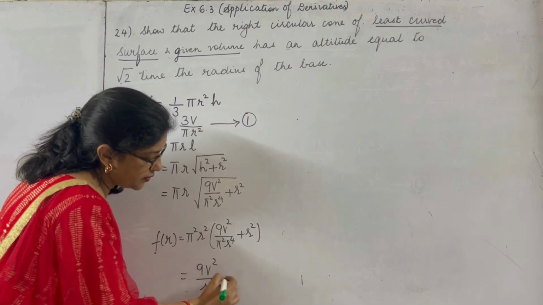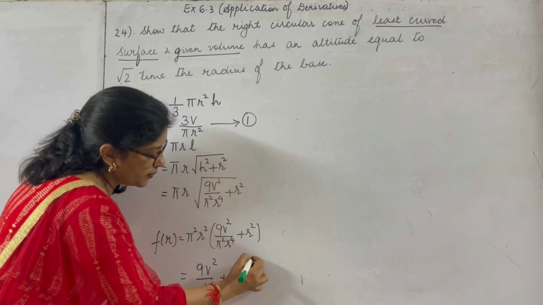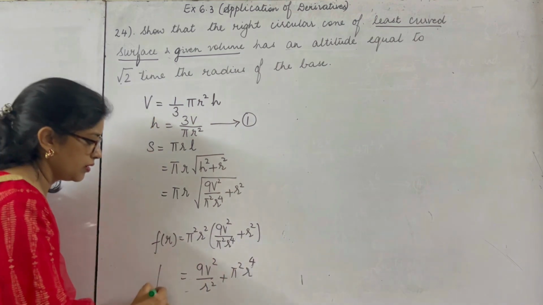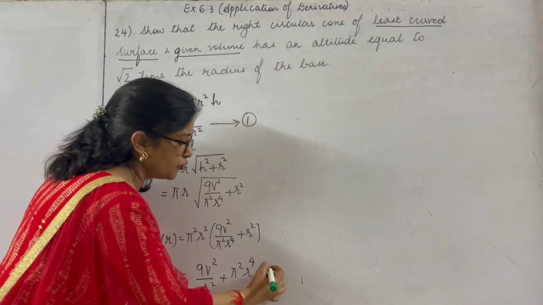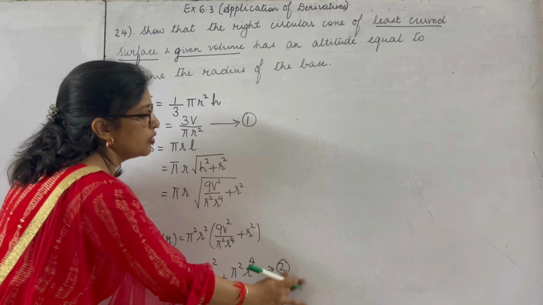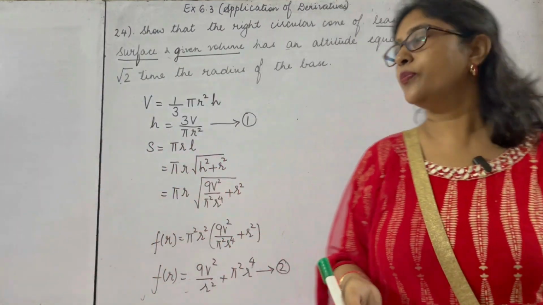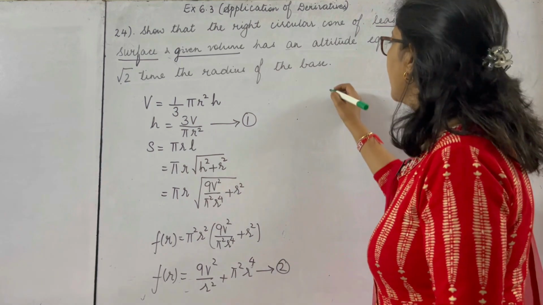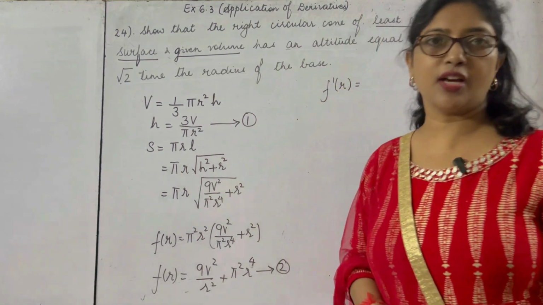Simplification will give us our equation to be 9V square upon r square plus pi square r raised to 4. This is our equation or the function. Now as we know, in order to find maximum and minimum, we need to first find the derivative of the function. So we are going to find f dash r.